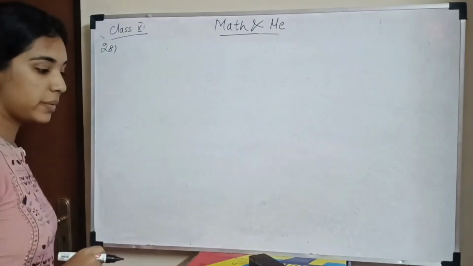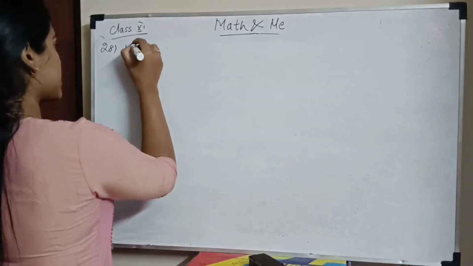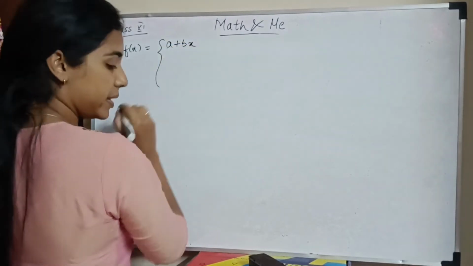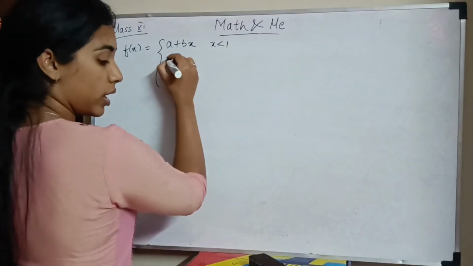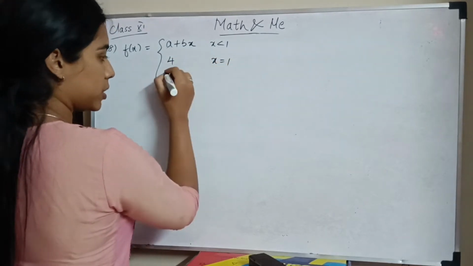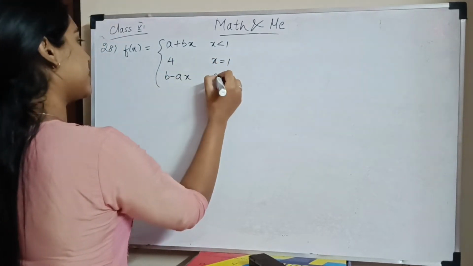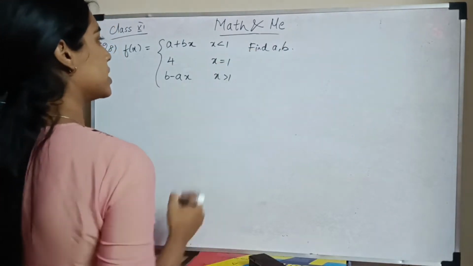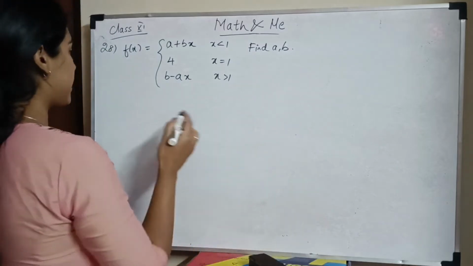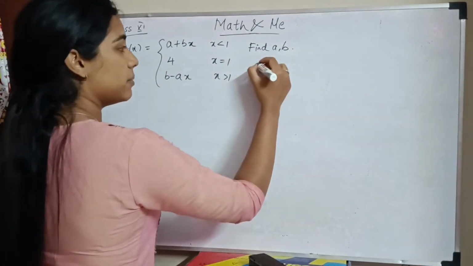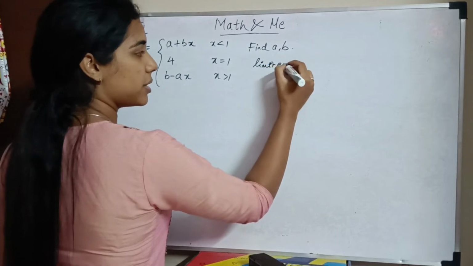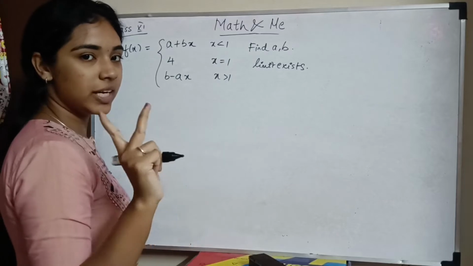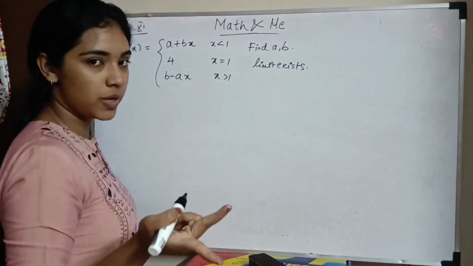Okay? Question number 28. Suppose f of x is equal to a plus bx when x is less than 1, 4 when x is equal to 1, b minus ax when x is greater than 1. Find a and b. So இப்ப என்ன பண்ணுவோம்? Same thing, left hand limit, right hand limit. They say that limit exists அப்படின்னு கொடுத்திருக்கு. அப்படினா என்ன அர்த்தம்? What will we do? Left hand limit is equal to right hand limit ni equate பண்ணி we'll get two equations. Two unknowns, two equations, you can solve both.